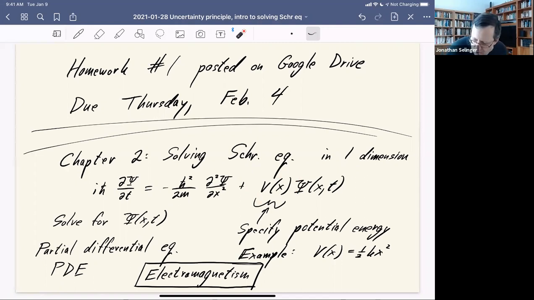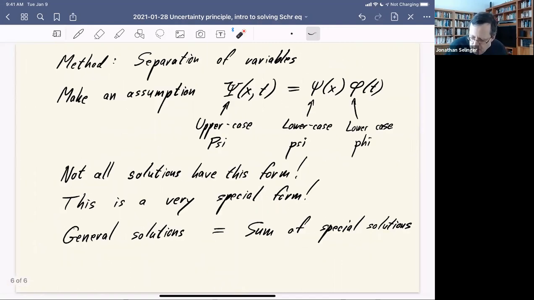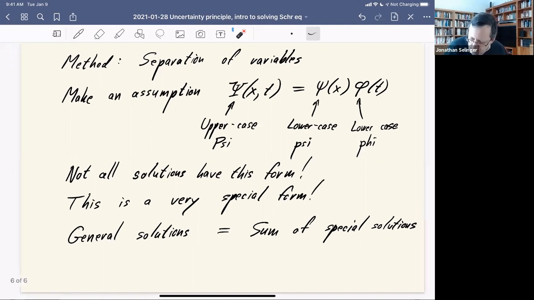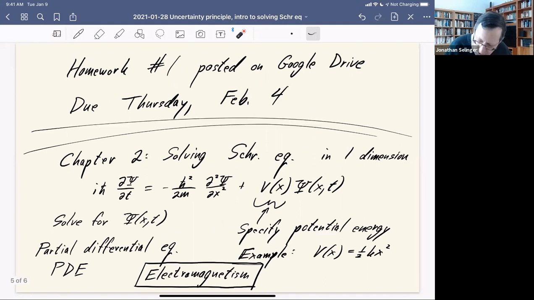Okay, so let's do it. I'm going to take this form of the solution and plug it into Schrodinger's equation. So here is Schrodinger's equation. Let me lasso that and I'll copy it onto another slide.